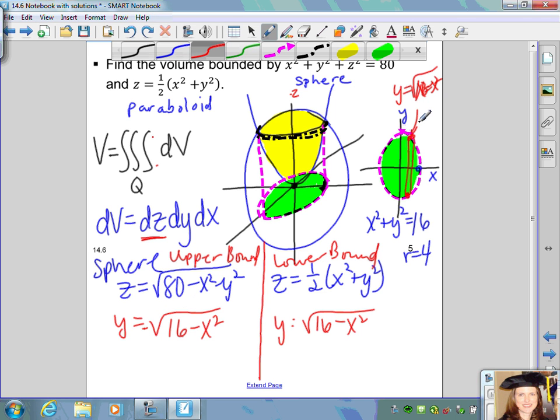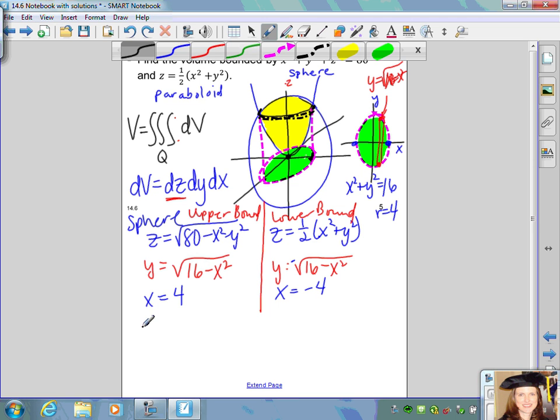In fact, if we make a column here for the upper bounds and the lower bounds, the upper bound for y would be the positive square root of 16 minus x squared, and the lower bound for y would be the negative square root of 16 minus x squared. And then if we wanted to find the bounds for x, since the radius is 4, your left x is going to be negative 4, and that right x is going to be positive 4. So you can use these as your bounds of integration.